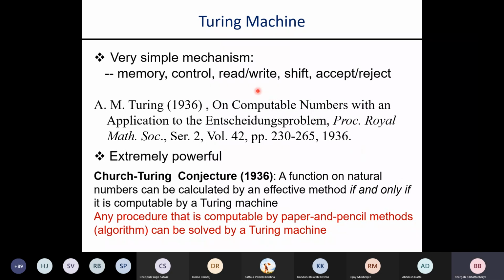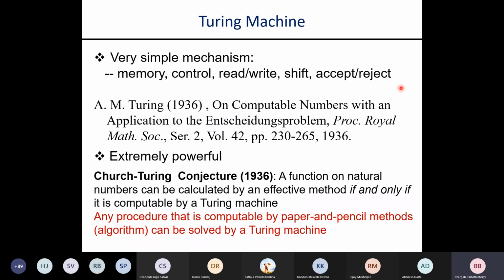So this gives you a lot of insight. In order to design a processor, all you need is the following. You need some memory, you need a control unit, some read-write capability, some operations, and some indications of completion, accept or reject kind of thing. All right.